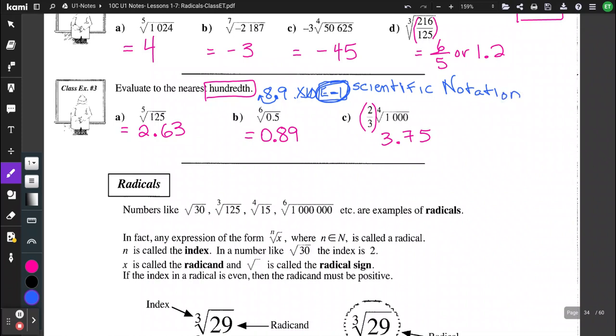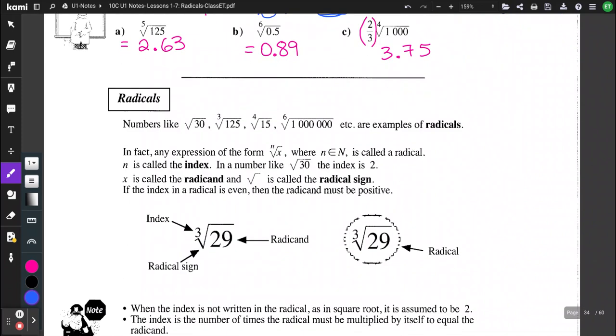Okay, now we're talking about what an actual radical looks like. A radical has 3 different parts. It's got the root sign. This is our basic root sign, called the radical sign. Then it's got an index part. The index sits in that little check mark.